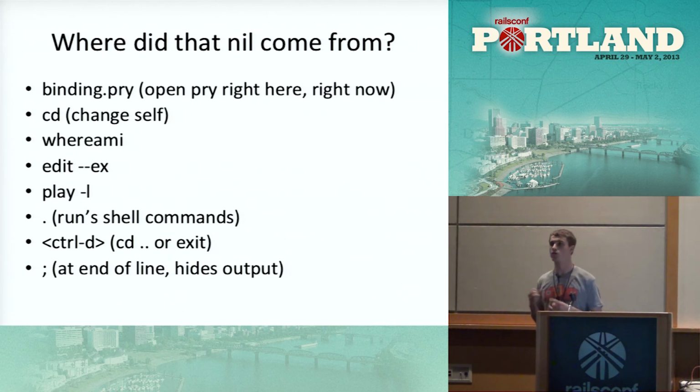Dot forwards everything into bash or into your shell so that you can run anything from inside pry. Useful for one-off things. If you want to do a lot, then I advise actually opening a new terminal. Control-D is the same as cd .. or exit, so take me out one level and then let the program run. And a semicolon at the end of the line hides the output from pry.